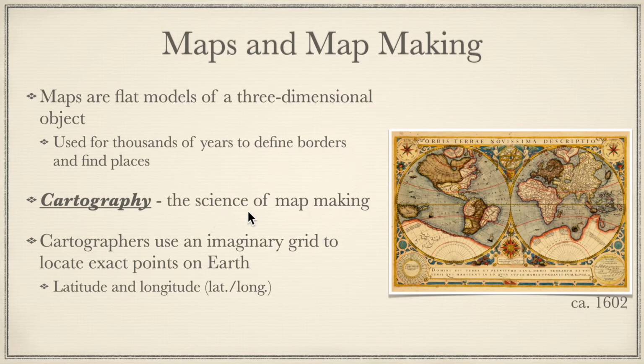Cartography is the science of map making. Cartographers use an imaginary grid to locate exact points on Earth. And the main grid that's used is latitude and longitude, or sometimes called lat-long. There is another set of coordinates called UTM coordinates, which are Universal Transverse Mercator coordinates, but we're not going to talk about those. But they do exist.